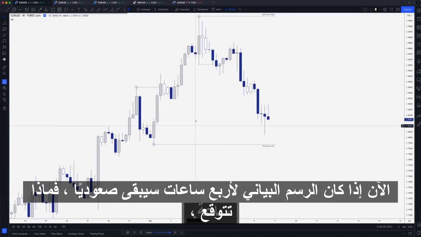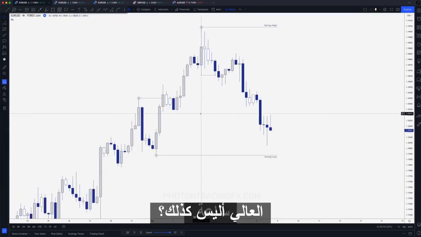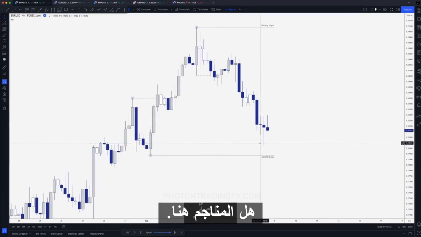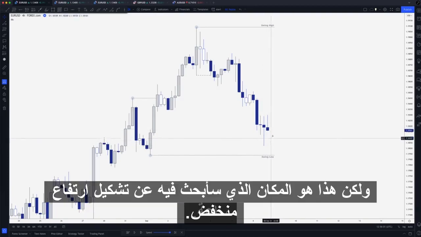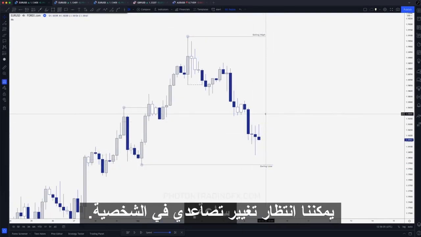Now, if the 4-hour chart is going to stay bullish, what do we expect? We expect this strong low to hold, this swing low, because it took out the high. That would be the expectation. So we can look to get long here. There's a demand zone here. I won't draw it on because you don't need to worry about it right now. But this is where I would be looking for a higher low to form. So what can we wait for? We can wait for a bullish change of character.